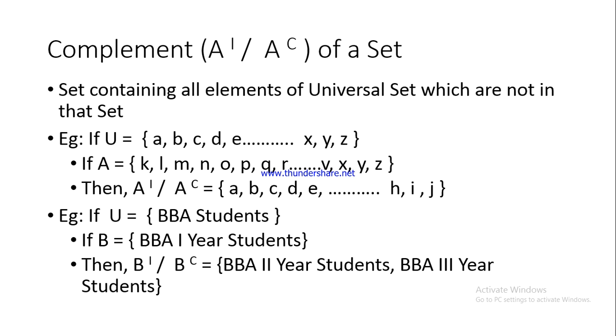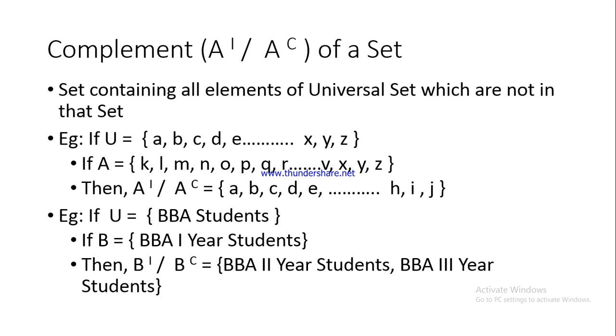Let us take one more example. If the universal set, the context here is different, the universal set denotes all the BBA students, and if B is another set which denotes the BBA first year students, then what will be the complement of B, or what will be B dash, or what will be B^C? B^C or B dash, they are all symbols which denote the complement.